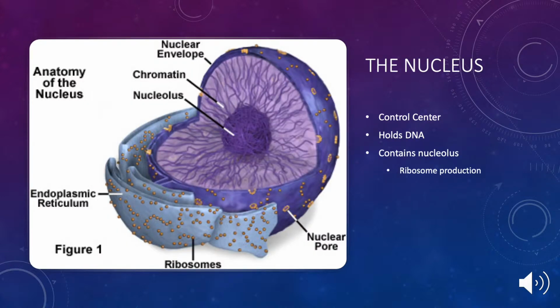Next, we will move to the nucleus. This is the largest organelle and is visible under a microscope. The nucleus is the control center of the cell, holding the DNA for the body. The nucleus also contains the nucleolus, which produces the ribosomes, which we will discuss later on.